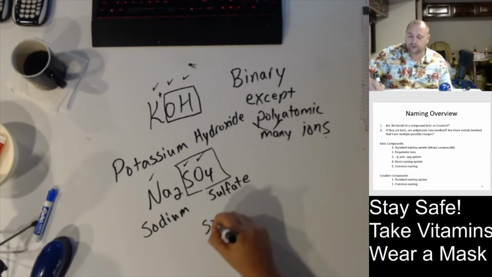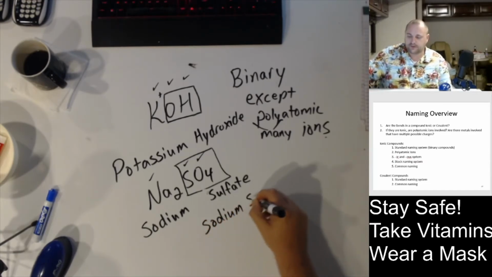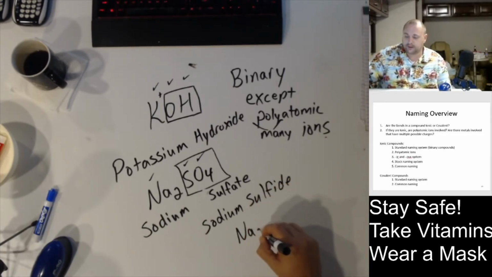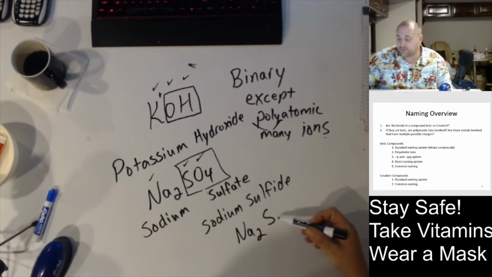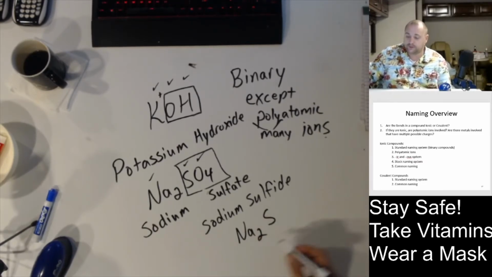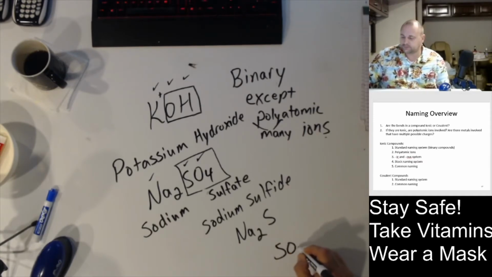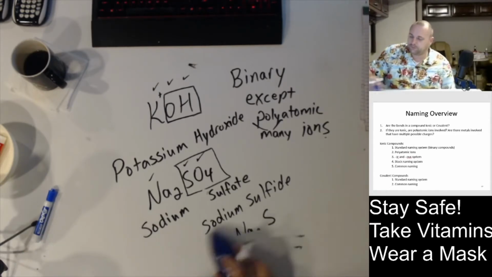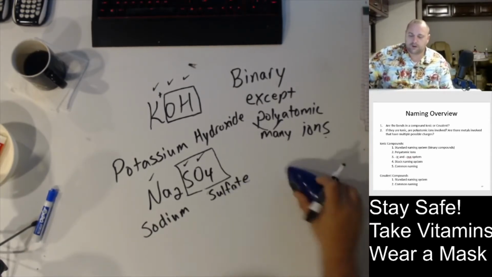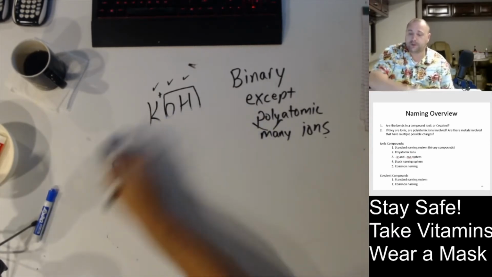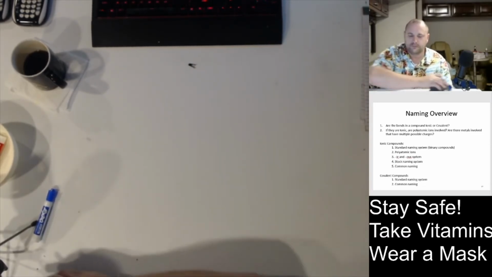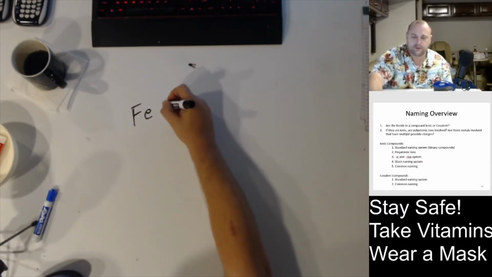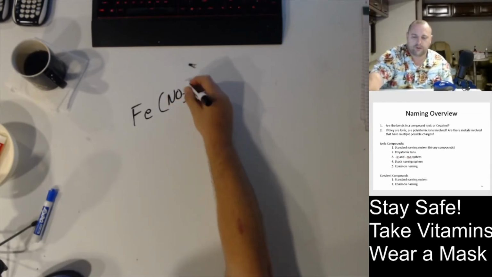Don't put sodium sulfide, because that is something different. That is Na2S, where the sulfide is from sulfur. And then there's also a sulfite. So be careful. Be careful. Don't change the ending. Now, we can use polyatomic ions in all these systems. So we could do an FeNO3 2.